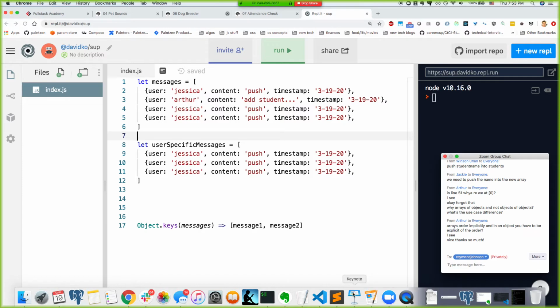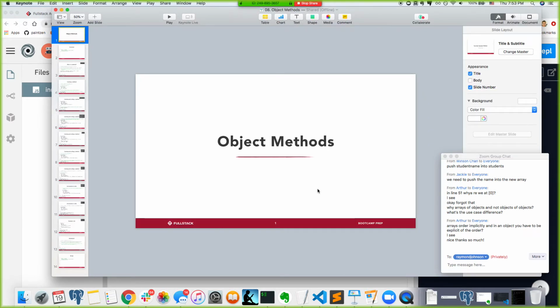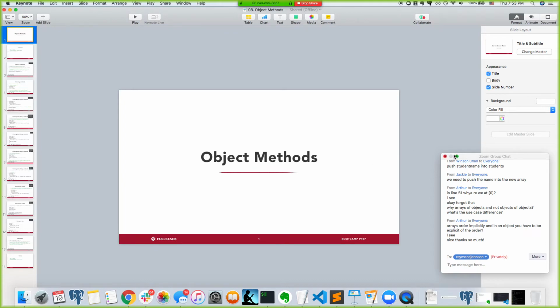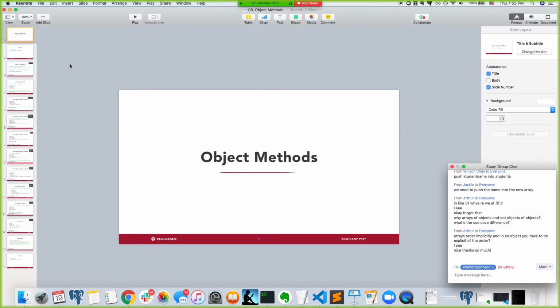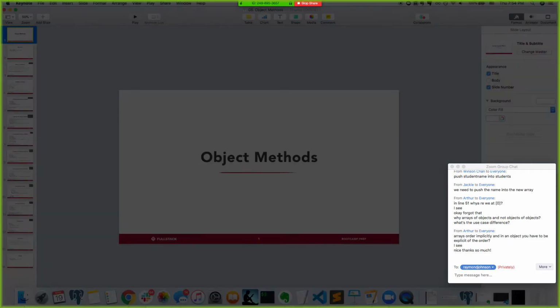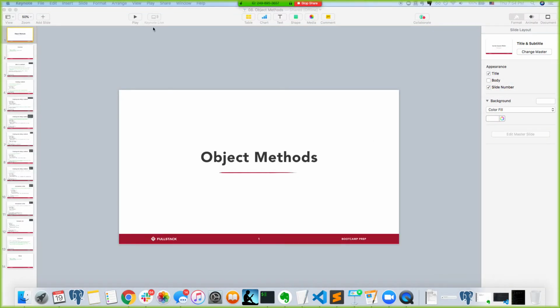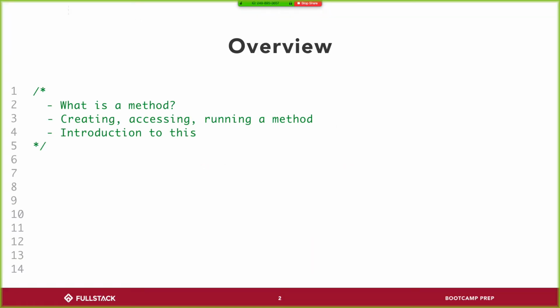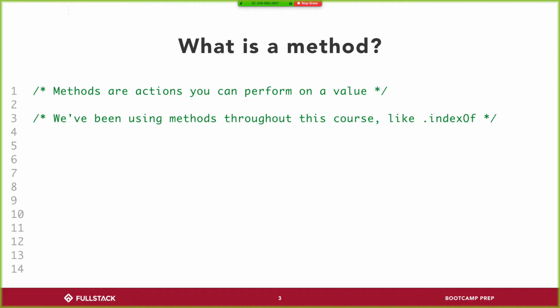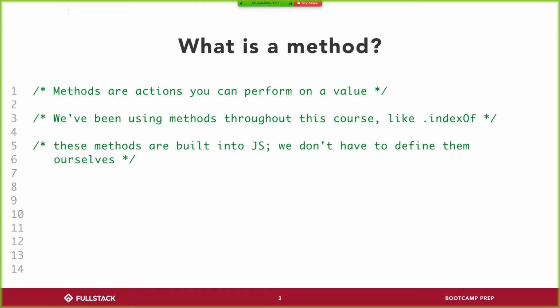object methods. So this is a short lecture, and it introduces at the end a really confusing concept, but I'll try my best to introduce it in a clear way. But please ask questions if you guys have questions. So objects can have methods. Methods are actions you can perform on a value. They're basically functions.